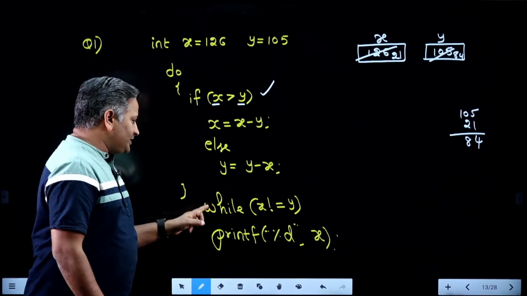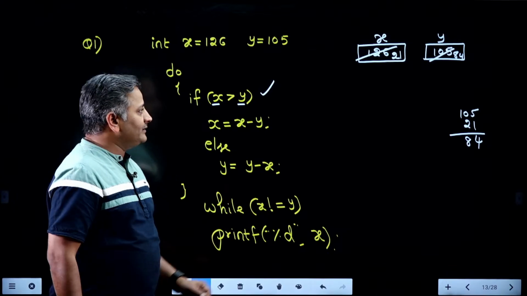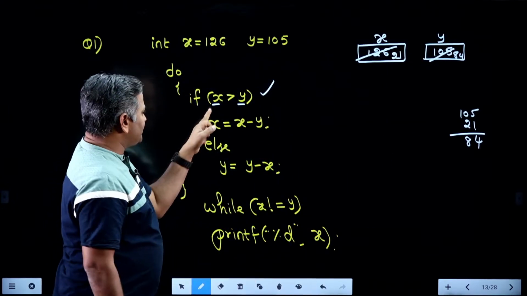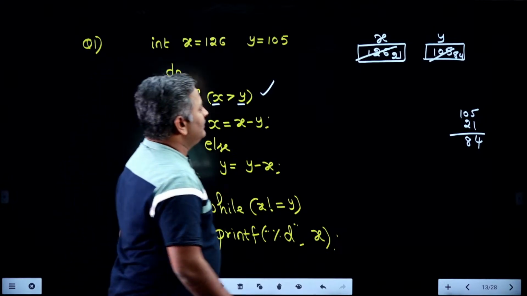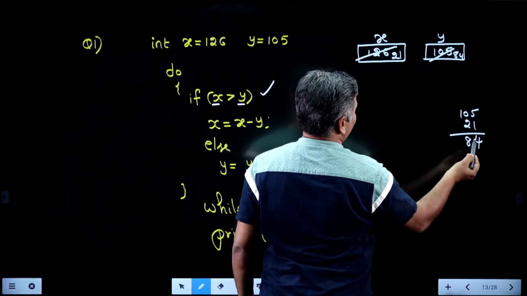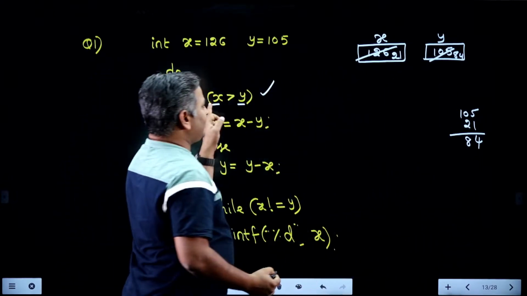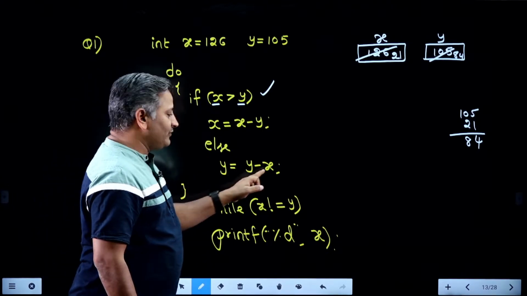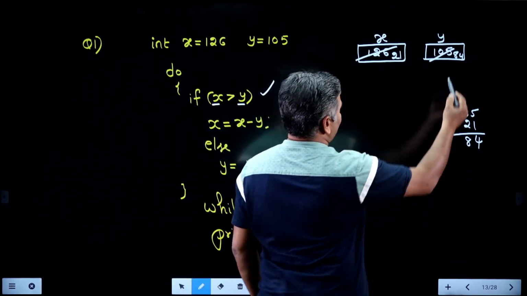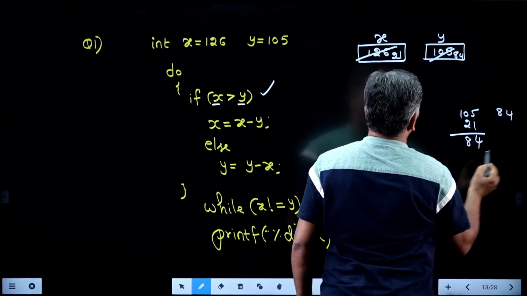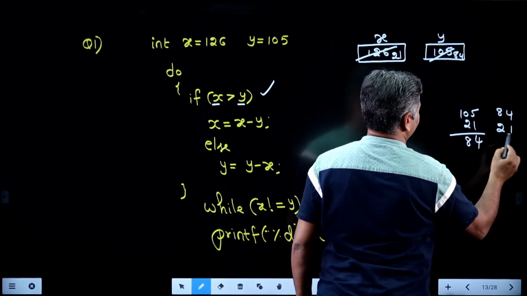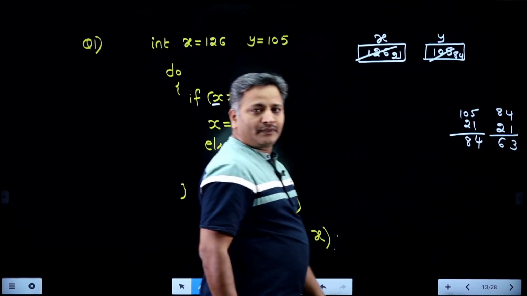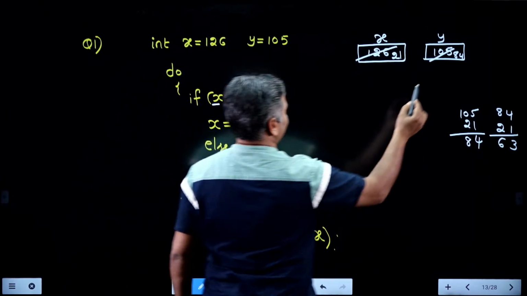After updating, again check the condition x not equal to y. Clearly 21 is not equal to 84. Therefore check x greater than y: x is 21 and y is 84, so the x greater than y condition fails. Therefore the else part will be executed, y equal to y minus x. So what is the value of y? y is 84, x is 21, and the result is 63. So y is updated to 63.